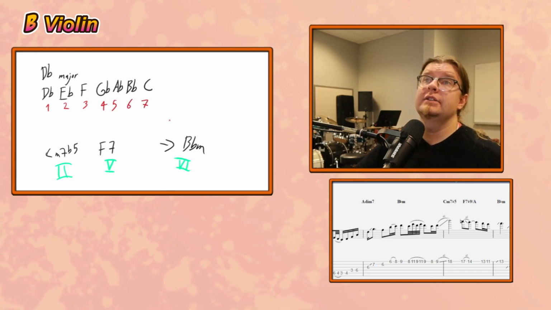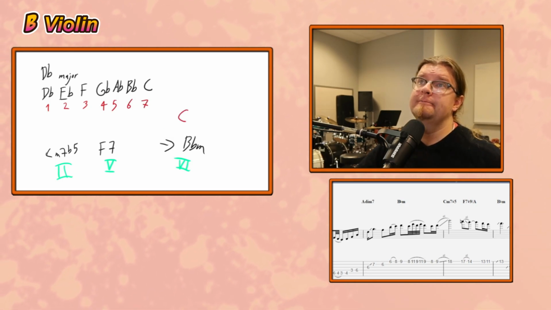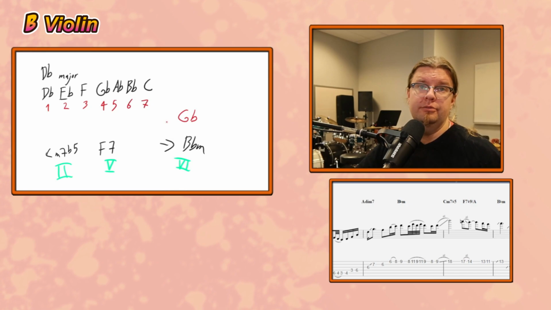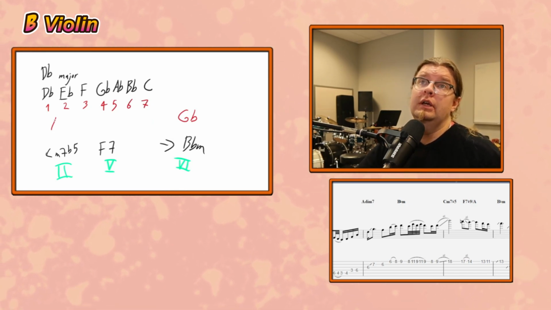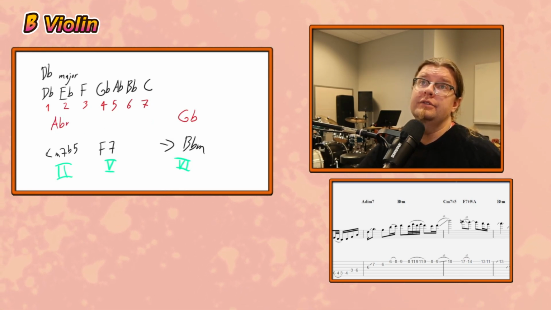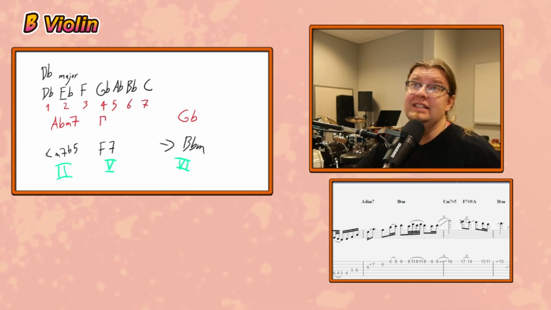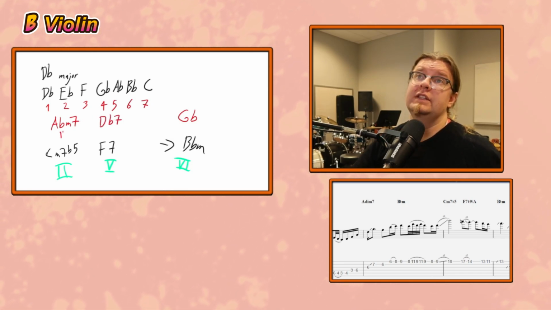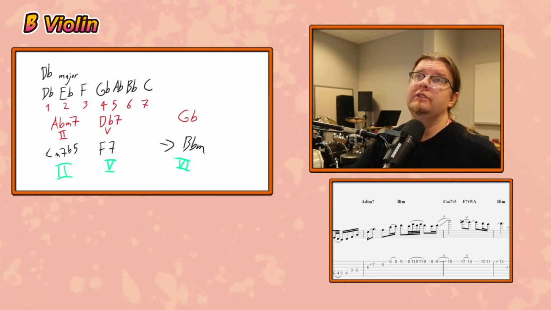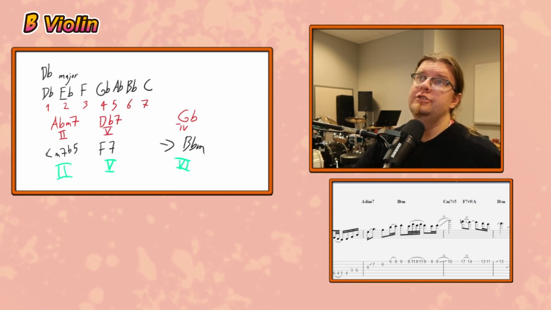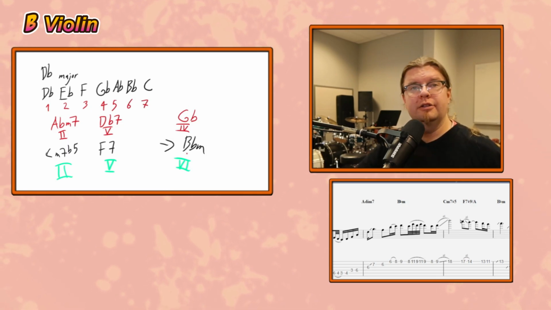If this would be a major target, for instance, if the target is a 4, which in the key of D flat is a G flat, now this is a major chord, then these would be an A flat minor 7 and a D flat 7. This would be a common 2-5-1 progression into a major target.